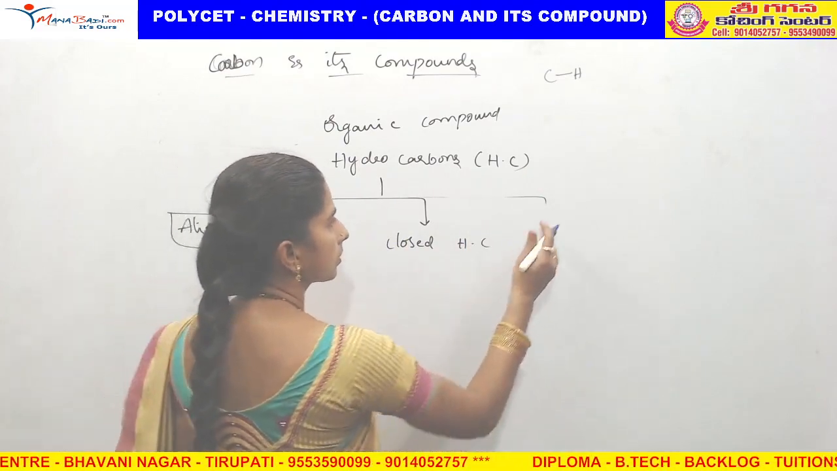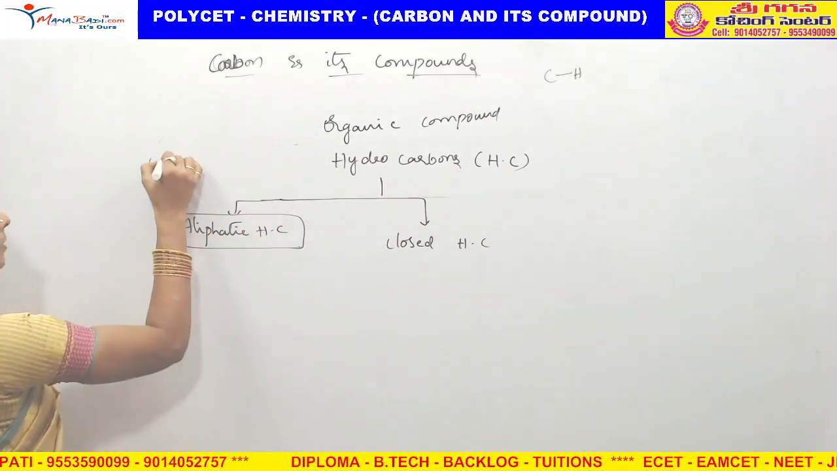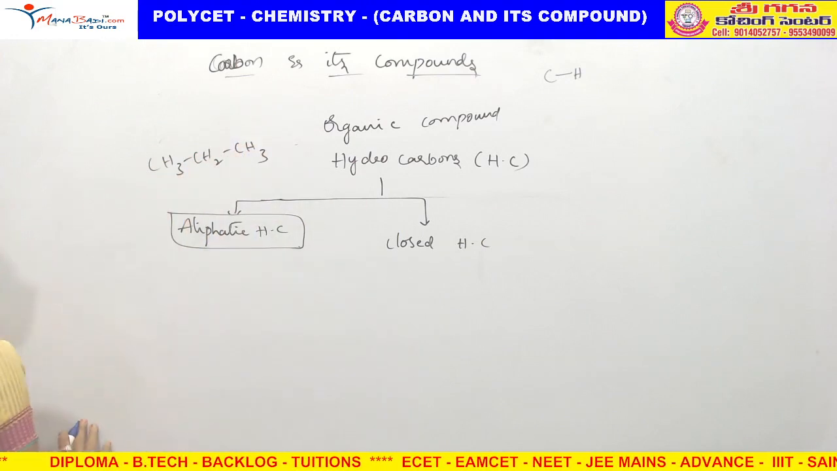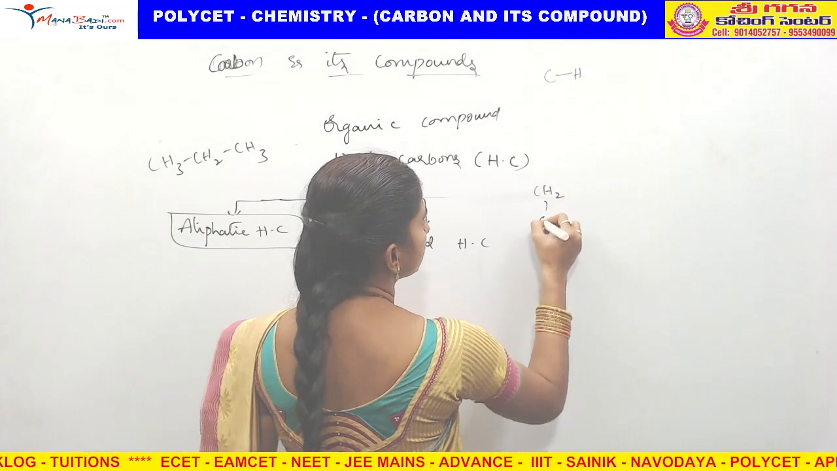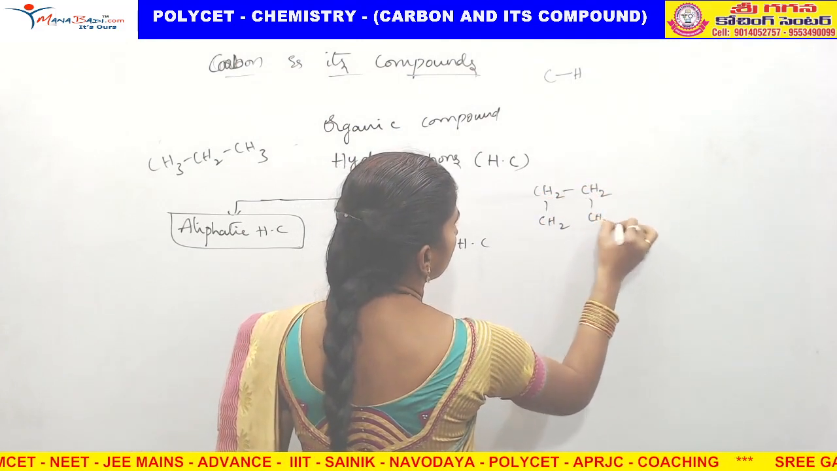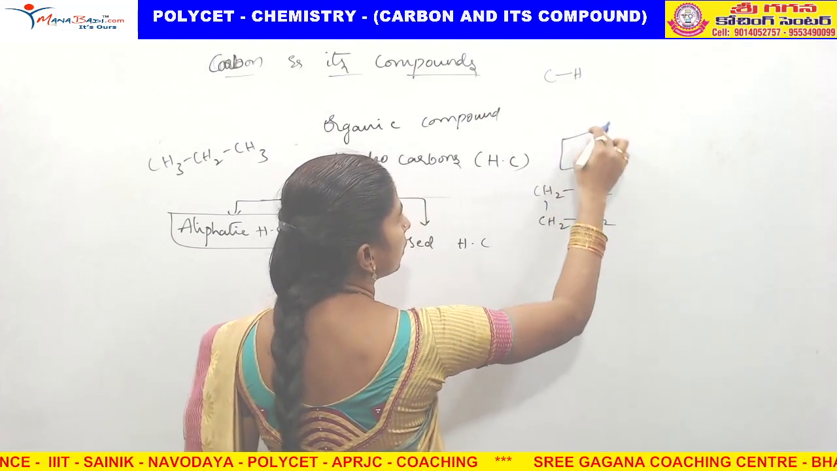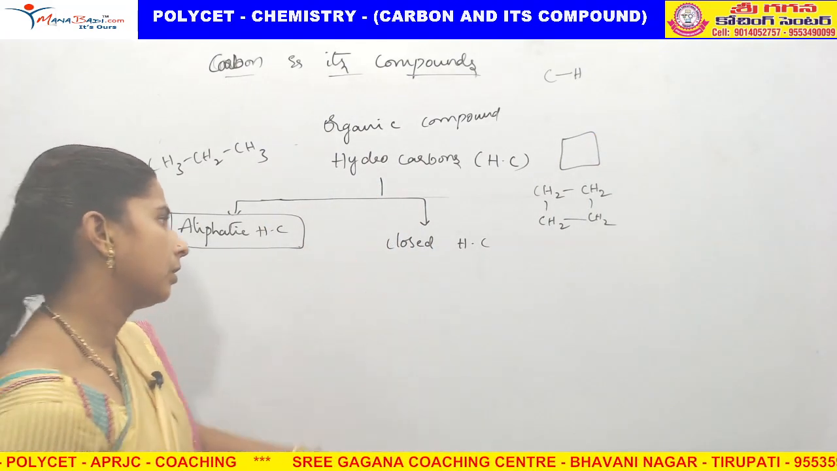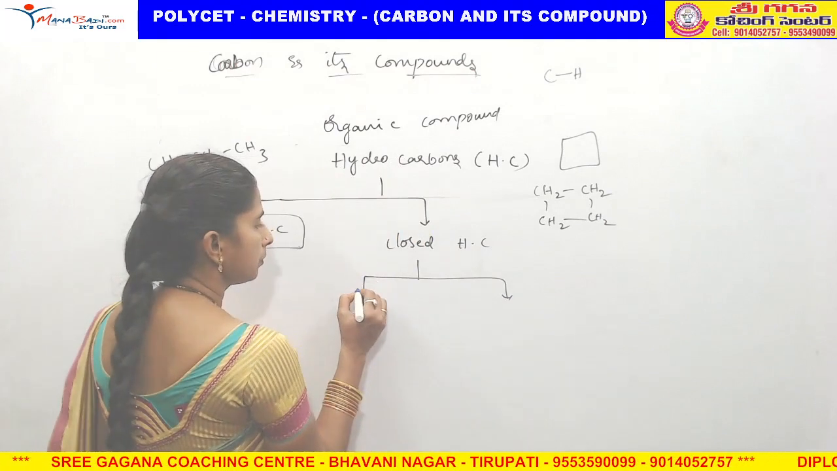This closed structure means like this. Open chain, aliphatic, means like this: CH3, CH2, CH2. Closed chain means like this: CH2, CH2, CH2, bonded. See, three. This is closed. Wherever you start, you come back there. That is a closed structure. Now, closed ones are of two types again.